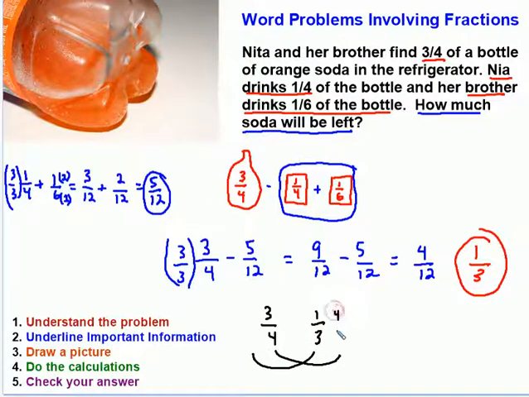So this side I multiply by 4 over 4, which is 1, so it doesn't change anything. 3 over 3, again, just 1, it doesn't change anything. And that will give me 9/12. And that is compared to 4/12. And which one is larger? 9/12 is larger, so this does make sense.